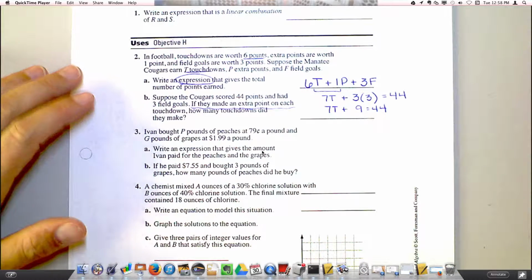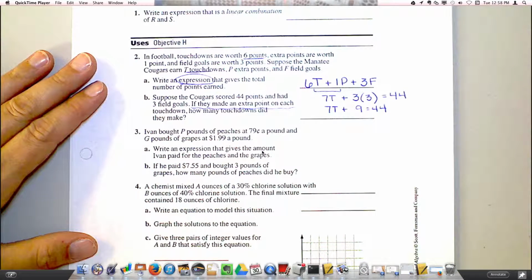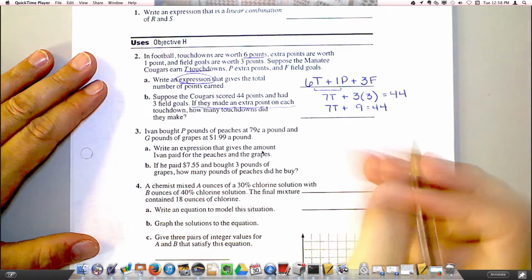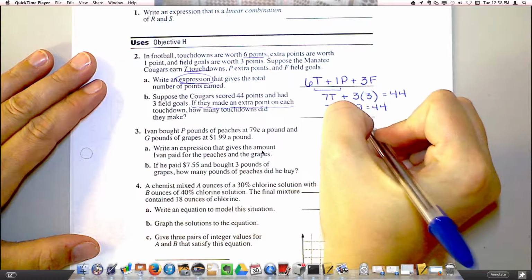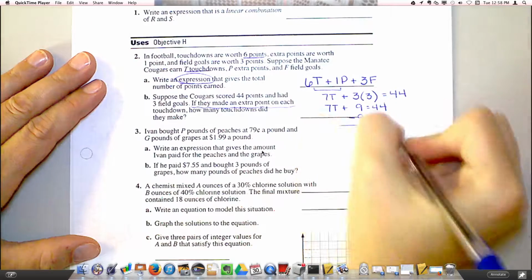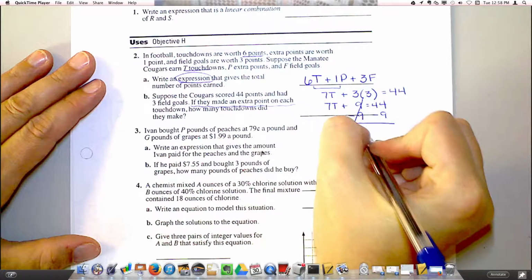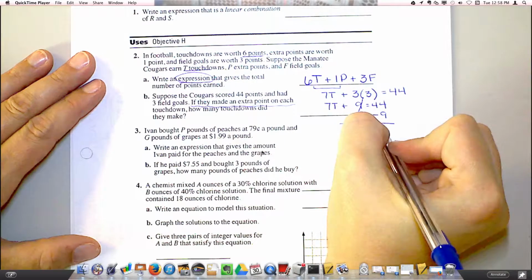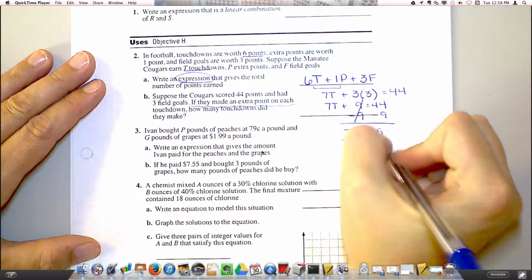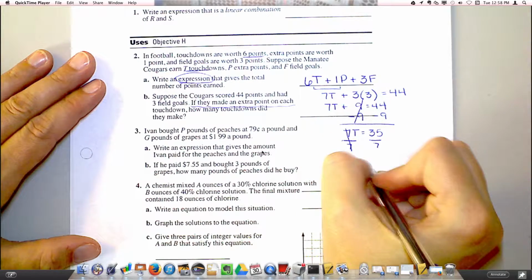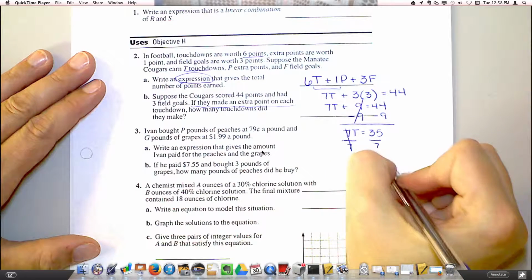What would I do next to solve this? Minus 9, that's right. So 7T equals 35. Divide by 7, and you end up with T equal to 5 touchdowns.